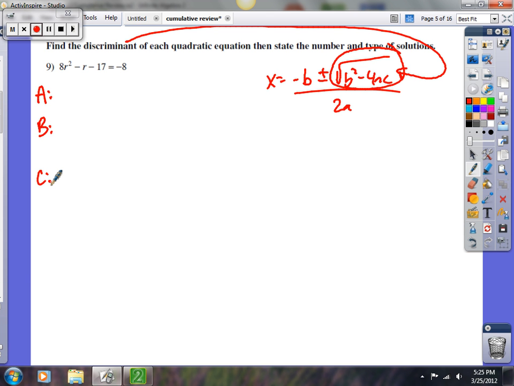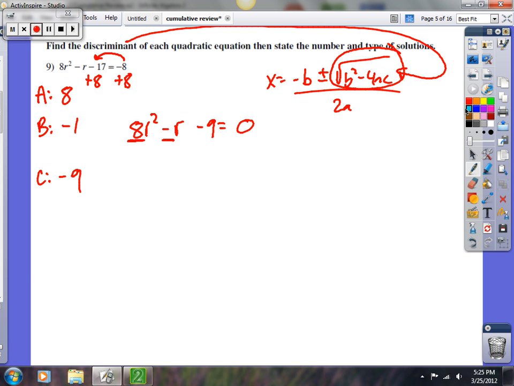If you look at number 9, 8r squared minus r minus 17 equals -8. Let's take this -8 and add it to the other side. So let's add 8 on the right, add 8 on the left, and we're going to have 8r squared minus r minus 9 equals 0. As soon as they're all on the same side, now you can pick apart your a. Your a is the coefficient of the r squared, so a is 8. B is the coefficient of the r, so that's -1, and c is -9.